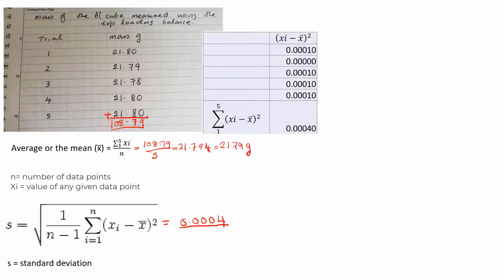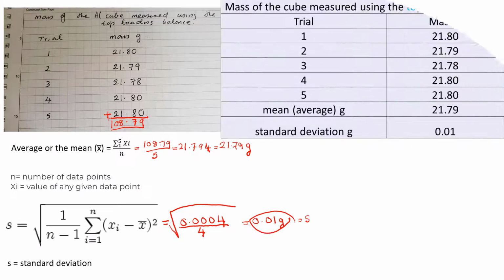N is 5, n minus 1 is 4, and then take the square root of this. And this is the standard deviation. The standard deviation has the same units as the mass. Usually we can calculate the standard deviation using a calculator or Microsoft Excel or a similar spreadsheet program like this.